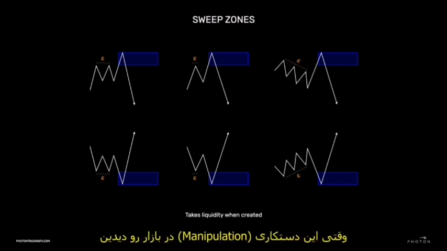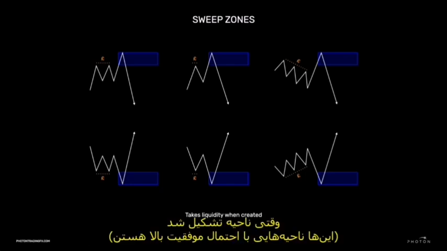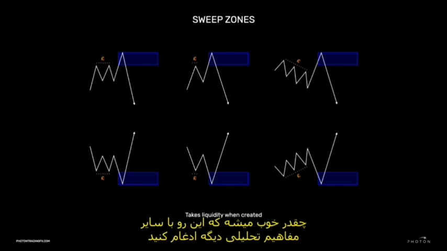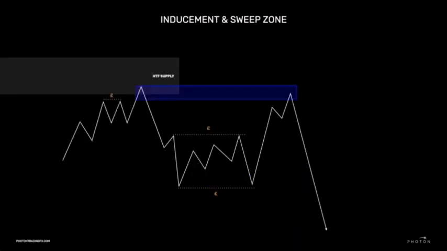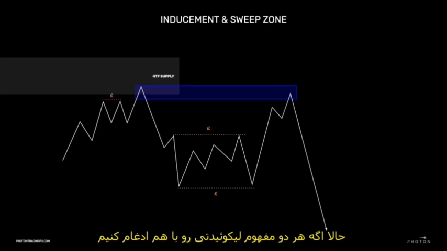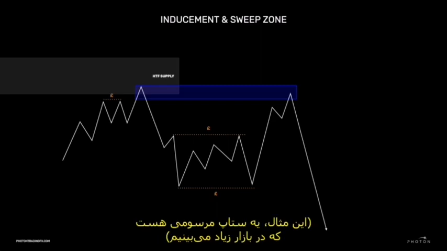So when you see this manipulation occur in the market when a zone is created, these are often very high probability zones, when of course you combine this with all of the other analytical concepts that we have looked at so far. So if we now combine both of those liquidity concepts together, both a sweep zone and inducement, this example here is a very typical setup that we will very often see in the market.